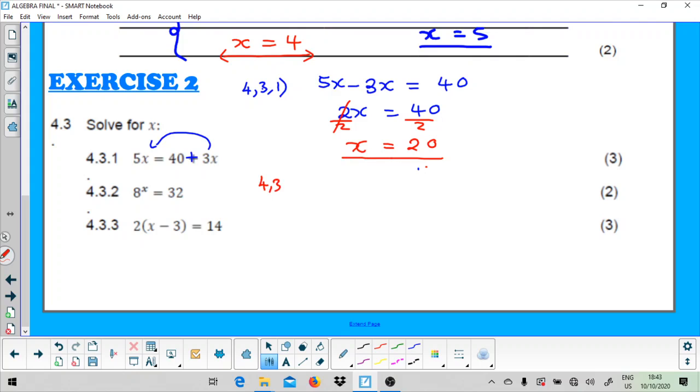Well, 4.3.2, you had 8 to the power of x. I'm sure you tried to change 32 to 8 to the power of something. I'm sure you tried that, and I'm sure it didn't work. So there are things we call prime numbers, and if it doesn't work with any other numbers, change everything to prime numbers. It's very easy to get to your prime numbers.